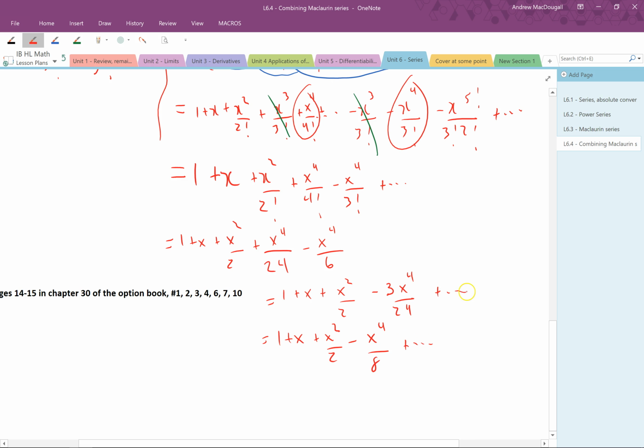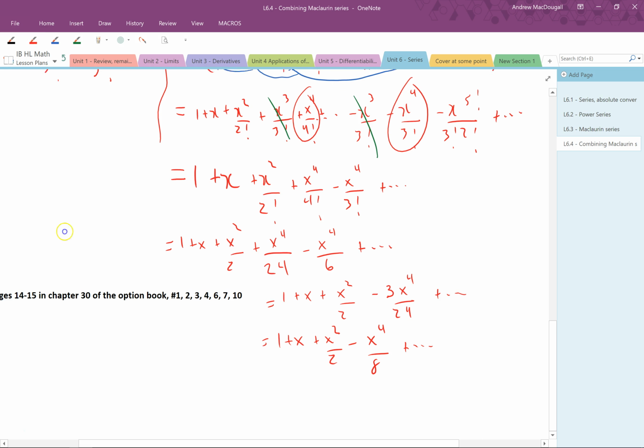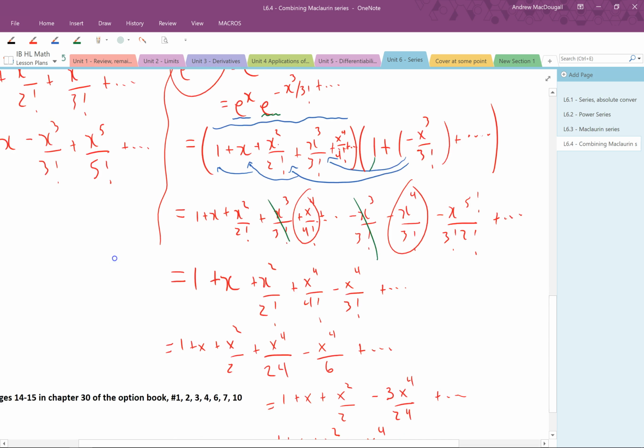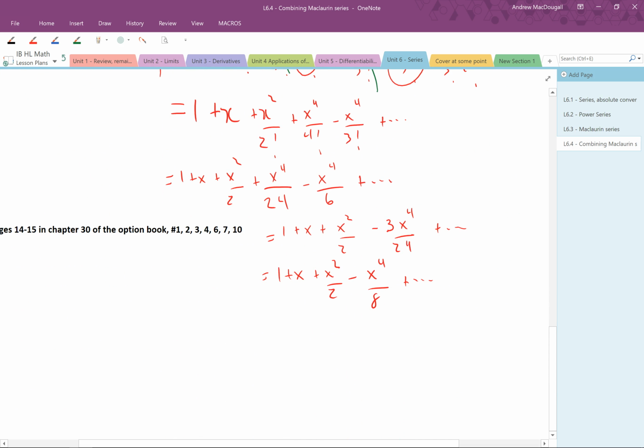And we have higher degree terms that we are not asked to figure out. So this weird series that we got from e to the sine x is actually equal to 1 plus x squared over 2 minus x to the 4 over 8 plus some higher degree terms. So that's a pretty tricky one.